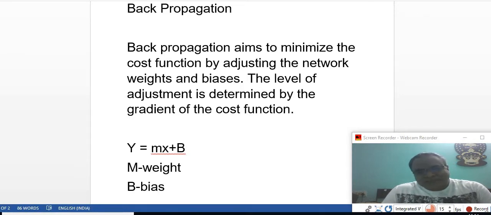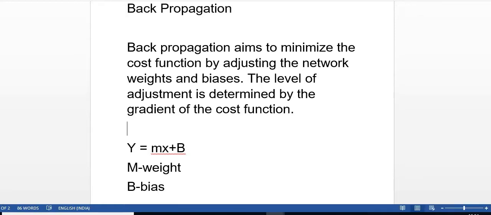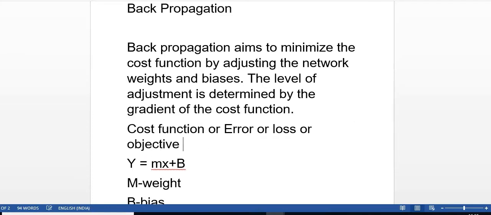See, cost function we already discussed. Cost function is also known as error function or loss function or objective function. See, all these terms denote the same thing. It is cost function or error function or loss function or objective function. All these terms denote the same aspect.